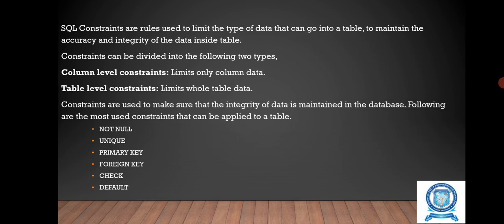SQL constraints are the rules which are used to limit the type of data that can go into a table and to maintain the accuracy and integrity of the data inside the table. The constraints can be divided into two types, that is column level constraints and table level constraints. Column level constraints limit only the column data, and table level constraints limit the whole table data. The constraints are used to make sure that the integrity of data is maintained in the database.